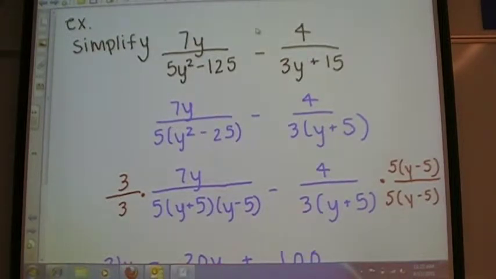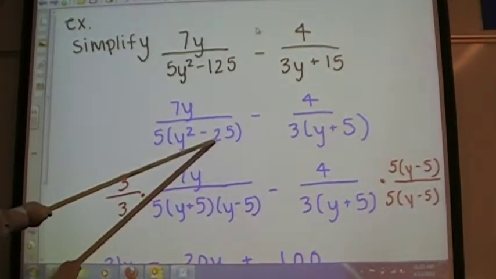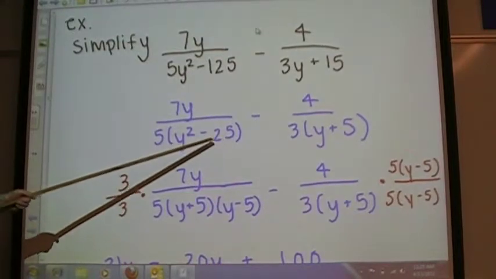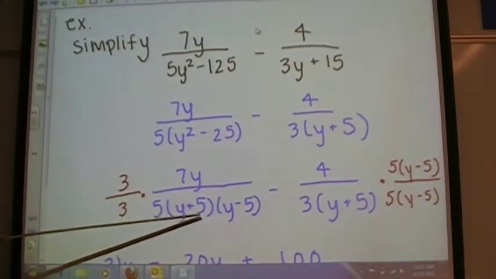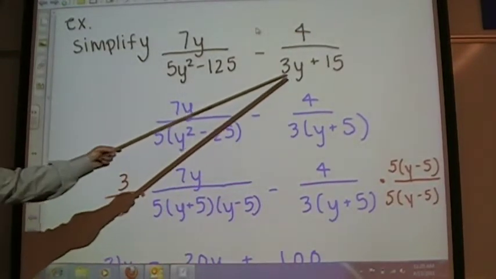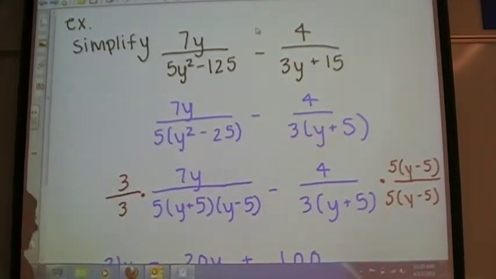So again, factor both denominators. Factor everything you can. In this case, I could take 5 out. So I get y squared minus 25. But then the y squared minus 25 can be factored further to y plus 5, y minus 5. And over here, your greatest common factor is a 3. Take 3 out, you get y plus 5.